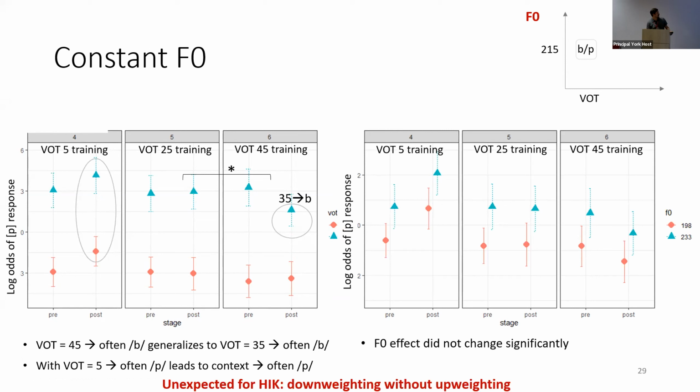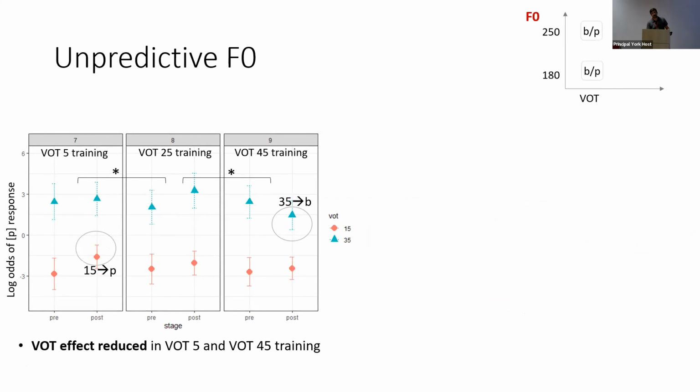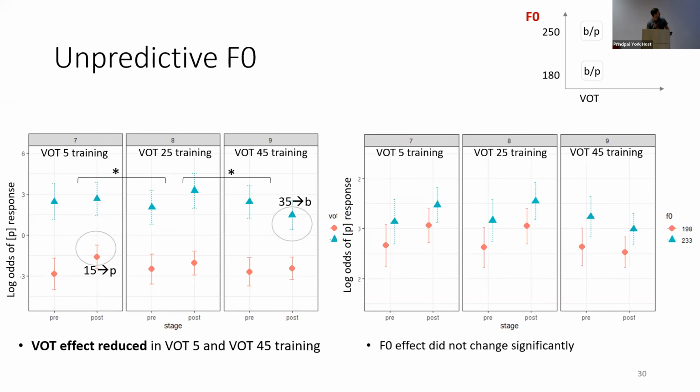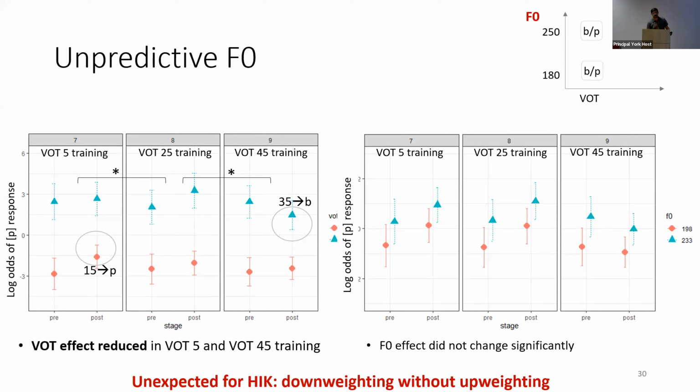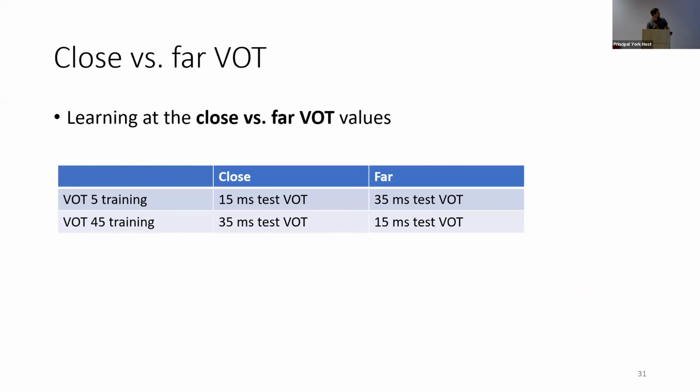So this contradicts our model because there's downweighting without upweighting here. And we have this even more strongly in the unpredictive F0 condition, where we see this with both training on VOT5 and VOT45. In all cases, you also see that there's more learning from VOT5 and VOT45, where there is a strong error signal, than in VOT25. And again, here we see downweighting of VOT restricted to the cue that's similar to the cue that they were trained on, but no upweighting of F0.